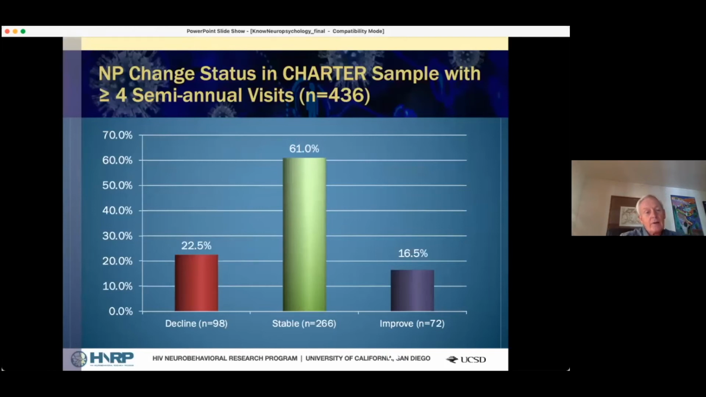This shows that about 23% of the infected people declined, 61% stayed the same, and almost 17% improved.